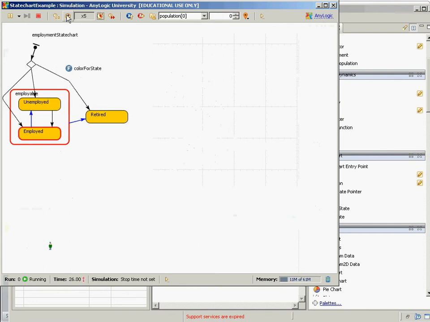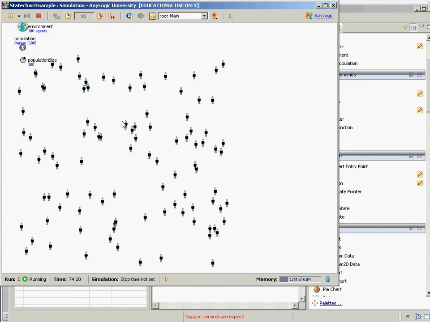Watch as their years fly by. They're getting into their 40s, now their 50s. They're starting to get closer to retirement here. Here they're getting close, and boom, they retired. They were in these states before, and now they've gone to this retired state. And now if we look at the population as a whole, we get a uniformly retired population.